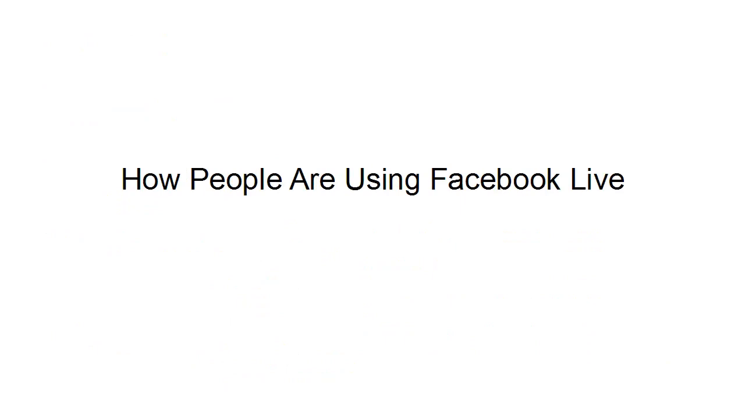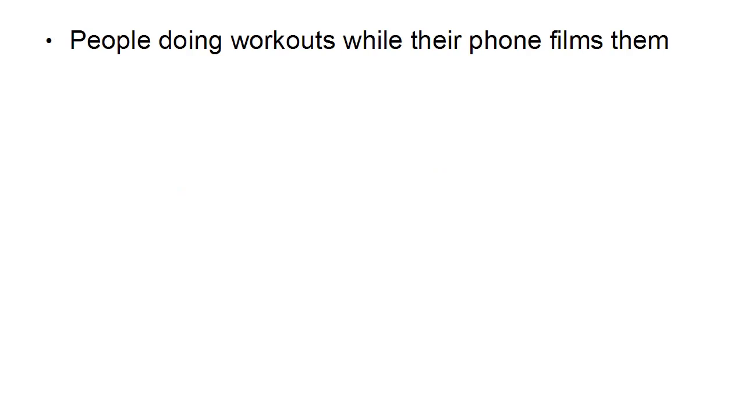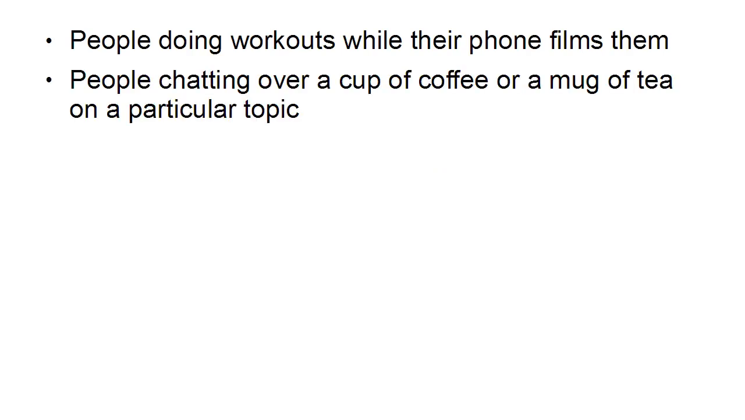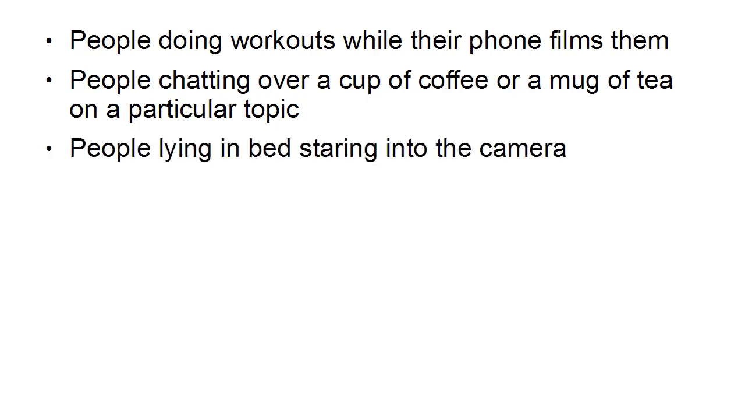So, how are people using Facebook Live? Well, if you were to tune in to a Facebook Live signal, either on your smartphone or on someone's Facebook page, you're going to see things like people doing workouts while their phone films them, people chatting over a cup of coffee or a mug of tea on a particular topic. People lying in bed just staring into the camera. It's so new. It's only been out since the beginning of 2016 that some people just simply turn it on and just see exactly what it does.